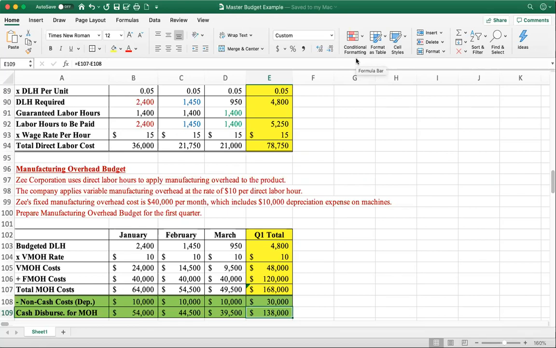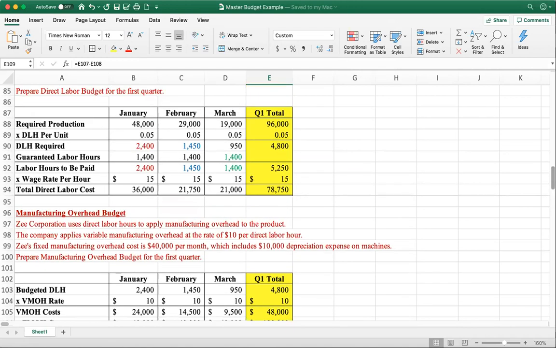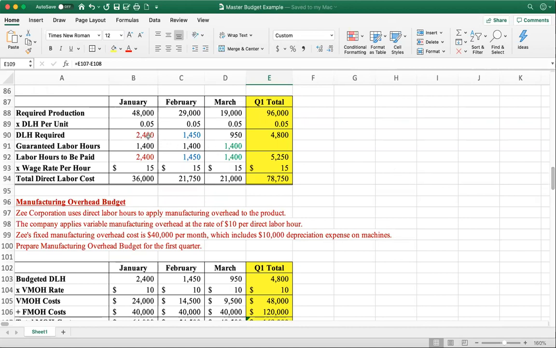Now, when we prepare the manufacturing overhead budget, different firms use different ways of producing this budget. In this case, we are going to separate out the variable portion and the fixed portion of the manufacturing overhead cost, because the variable portion is driven by the budgeted direct labor hours. We are going to jump into our direct labor budget and see what our direct labor hours are. So here is your direct labor required: 2,400, 1,450, and 950. And in row 92 is the labor hours to be paid: 2,400, 1,450, 1,400.